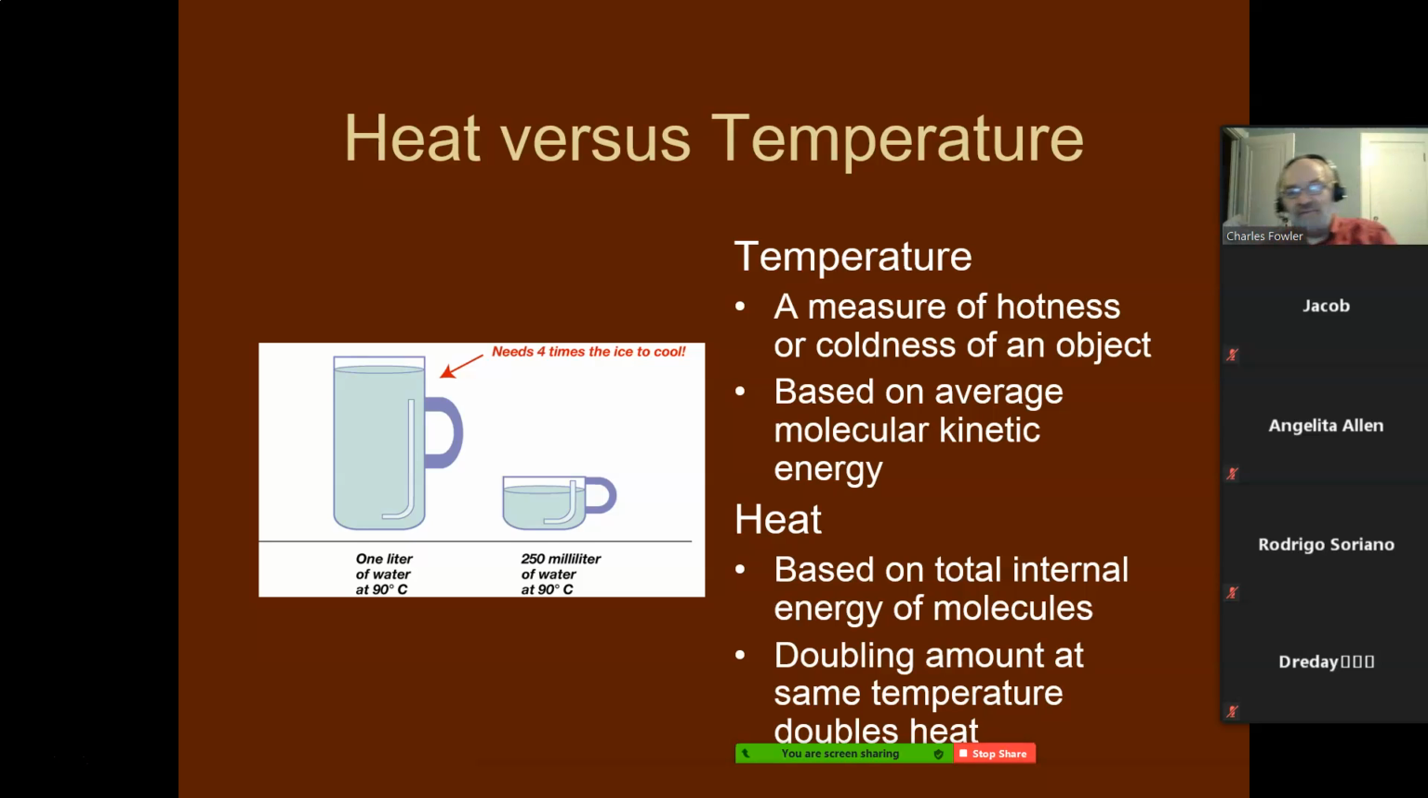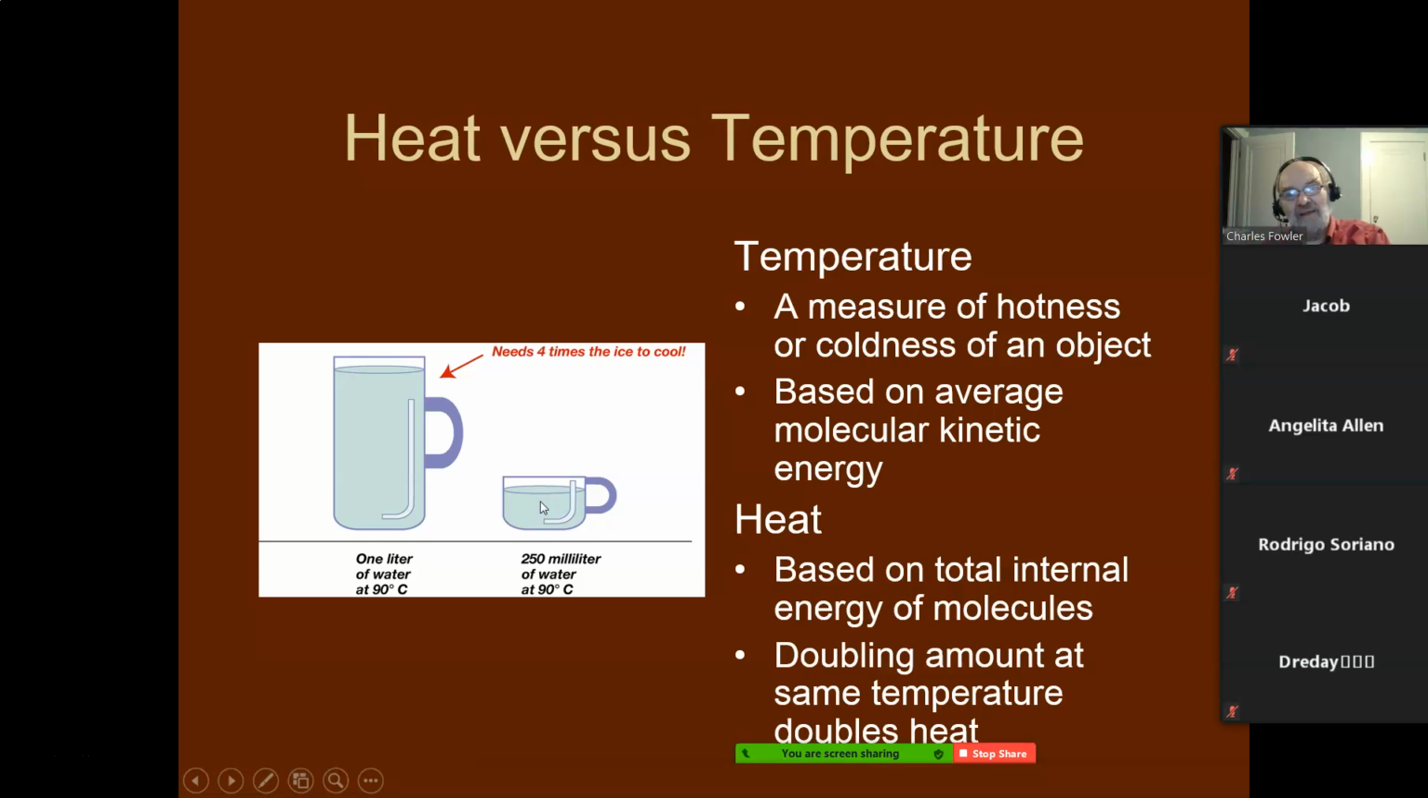Well, guess what? You got 4 times the amount of coffee, you're going to need 4 times as much ice to cool that coffee as, or they're calling it water, okay, as it did this quarter of a liter, okay, 250 milliliters. Because there's more heat, because there's more substance here. They're at the same temperature, 90 degrees, but it takes 4 times as much ice to cool this as it does that, because there's 4 times the volume of this as there is that.